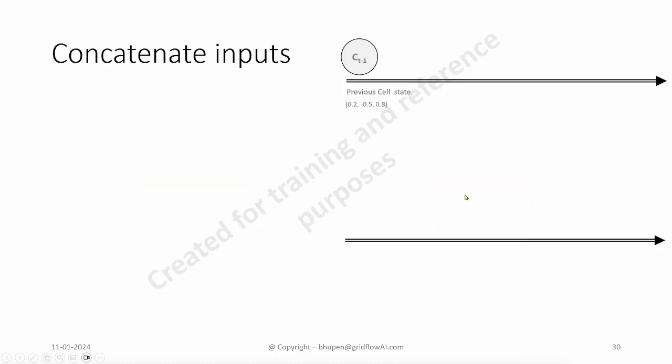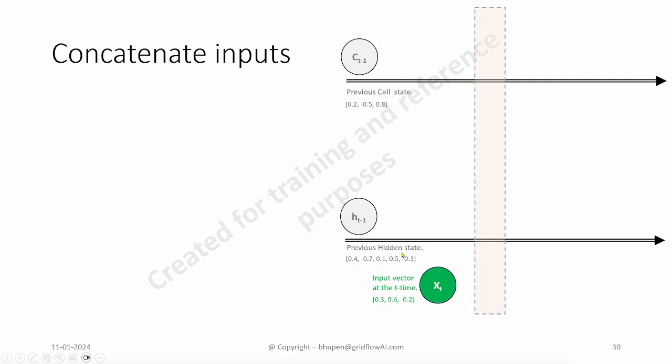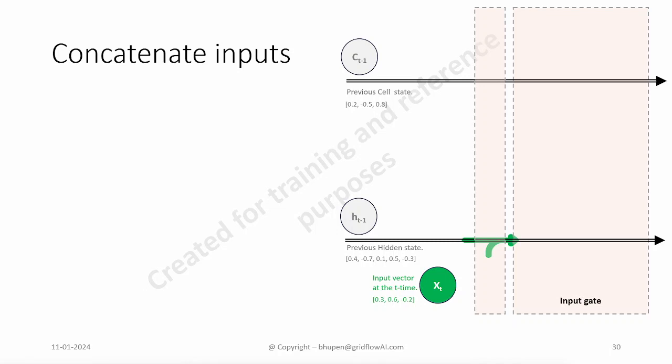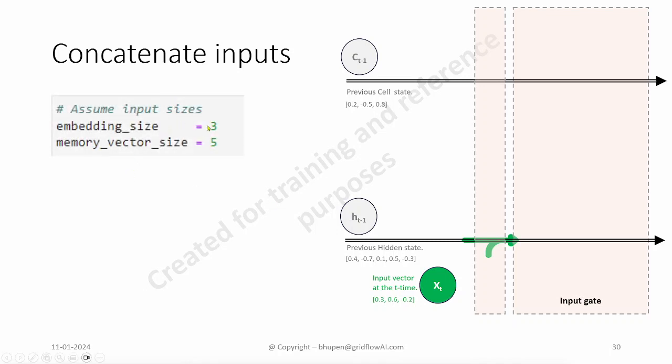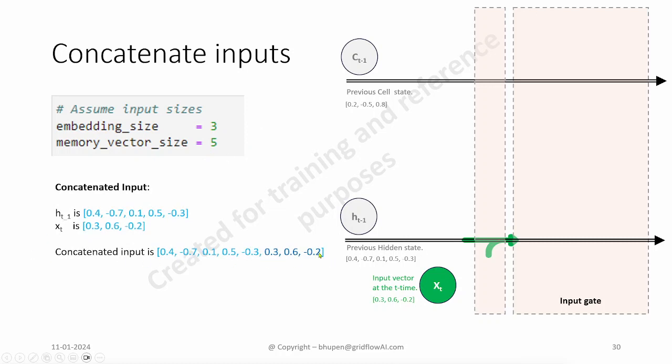So like in the forget gate, we are going to first do the concatenation of the inputs, the previous hidden state and the current input, which is xt. Now we're talking about the second gate, which is the input gate. Concatenation gives you the embedding. So here the input embedding size is 3 and the hidden state embedding size is 5, and that will result in an embedding of size 8 after the concatenation, represented by ht minus 1 and xt, the current input.